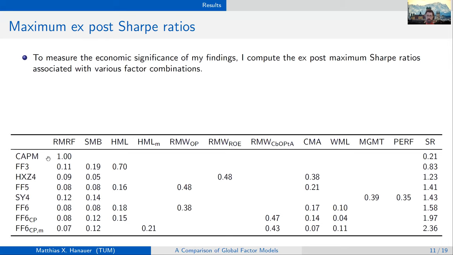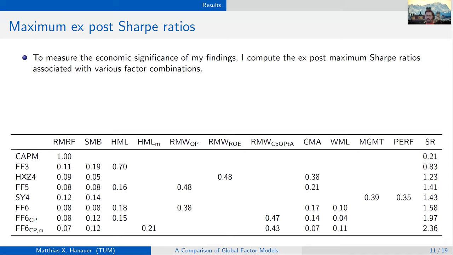So for the CAPM, I require just that the sum of the weights is one. This is the only constraint. I don't even require that the weights are positive. So for the CAPM, it's only one factor. All the weight has to go to the market factor, and I get an annualized Sharpe ratio of 0.2. When adding now these size and value factors, you see that at least globally, value is very important, and 70% of the portfolio is invested in value, and the Sharpe ratio increases by 4.